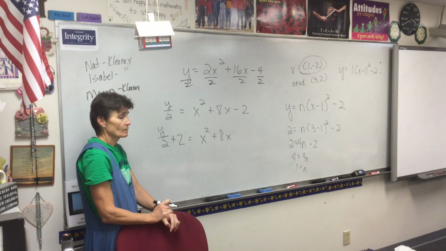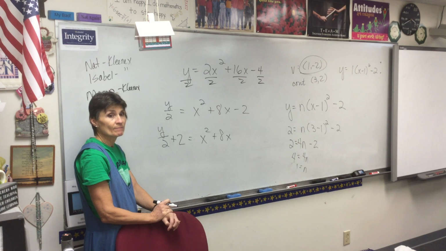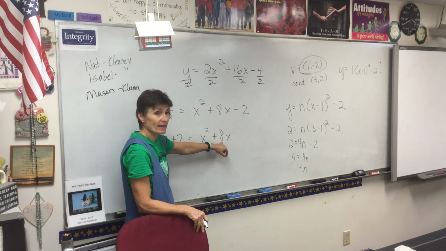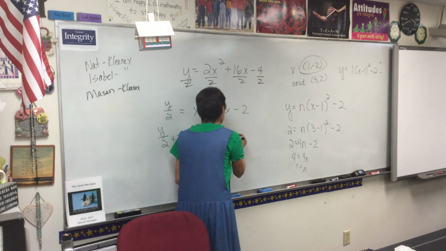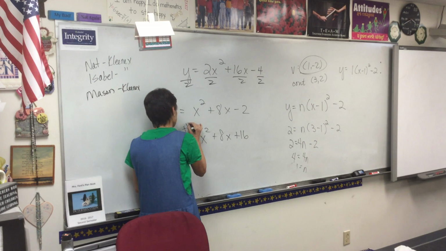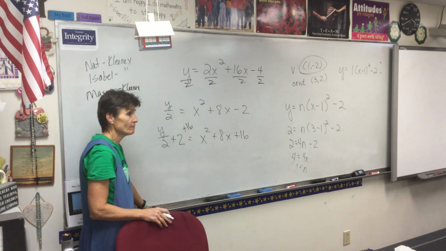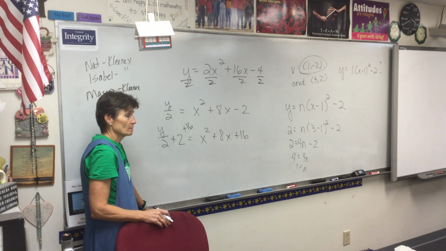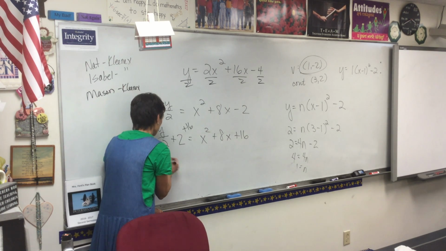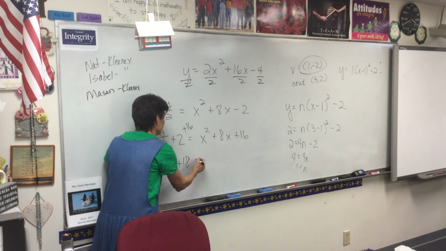I think 4. 4? Wait, 16? 16. Because you take half and you square. I take half of 8, which is 4. Squared is 16. So 16 is what I'm adding to both sides. Are we all paying attention? So over here we got y over 2 plus 18.